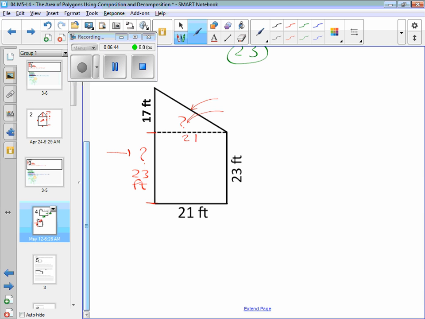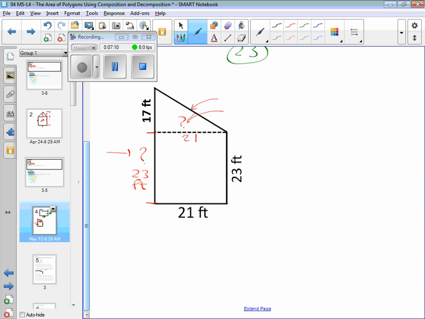But Tyler, the more important question, and everybody else, is do we need that side to figure out the area of the entire shape? Yes or no? Do we have a height and a base for the triangle? Sort of. We got 21 is our base, 17 is our height. 21 times 17 divided by 2 would get us that.